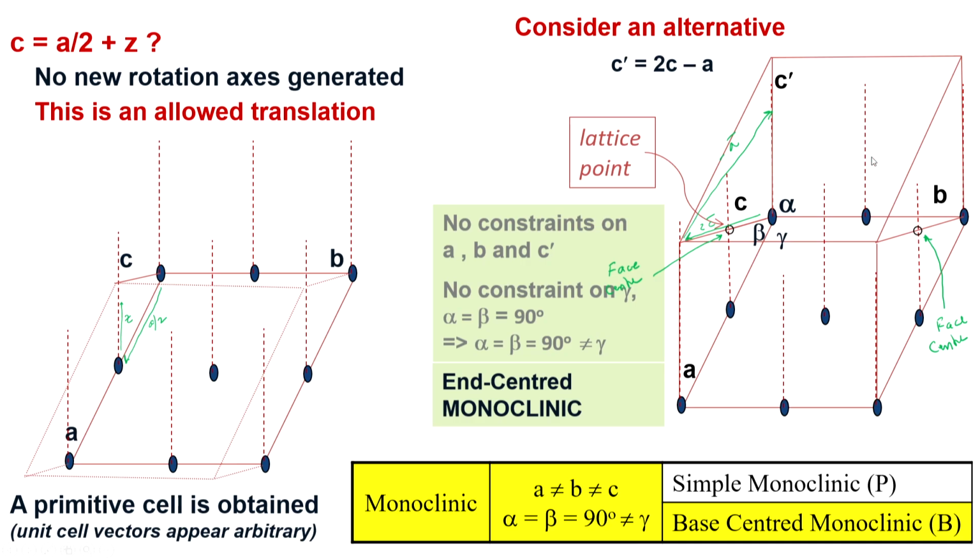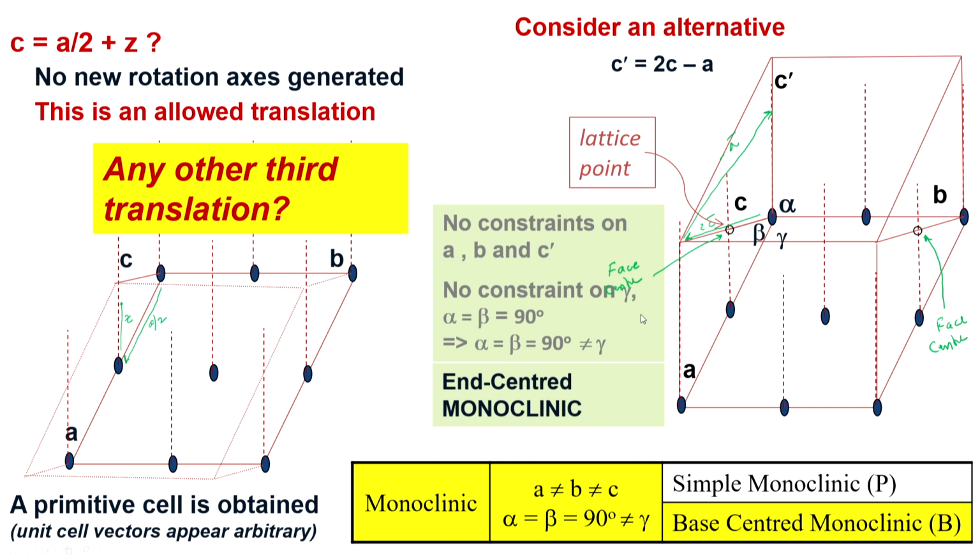Now, one should realize that the base is an oblique plane, it is a parallelogram, while the vertical faces are rectangular faces. So, for the end centered monoclinic, I can have lattice points only on those vertical faces and not on the oblique faces. So, I basically have two choices to define the end centered monoclinic. Now, I am just trying to explore whether there is any other third translation.